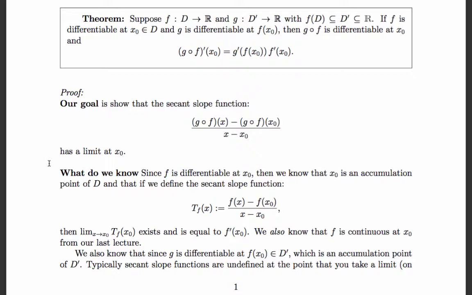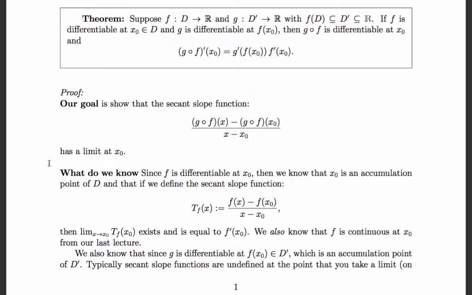So if you define the secant slope function, t, we'll add a subscript f to denote that it's the secant slope function for f. We get f of x minus f of x naught over x minus x naught. That's rise over run of our secant. We know that the limit of this secant slope function exists as x approaches x naught, and it's specifically equal to f prime of x naught by definition. Now we also know that f is continuous at x naught from our last lecture, where we showed that differentiability at a point implies continuity at a point.